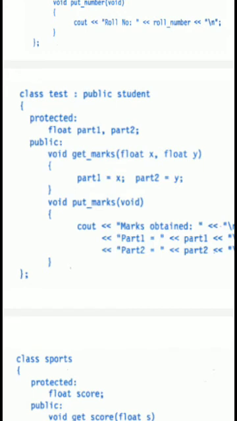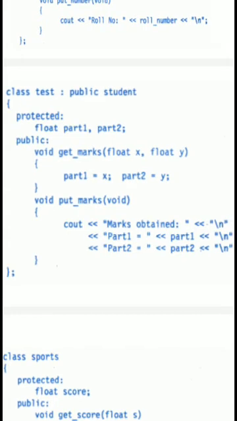So here we are using two data members, part 1 and part 2. We are taking input for the two data members, part 1 and part 2, using the member function get marks. Two subjects' marks we are taking as input here, and in put marks we are displaying the two subjects' marks, part 1 and part 2.